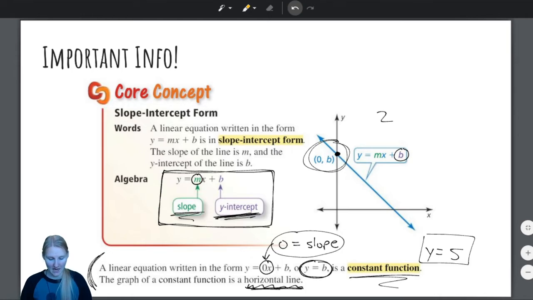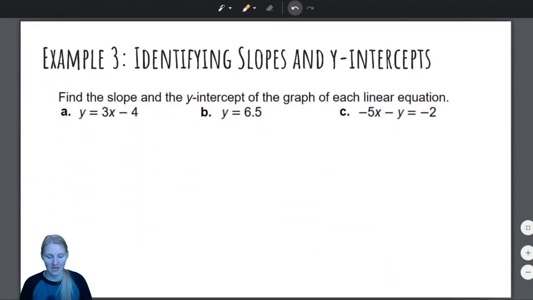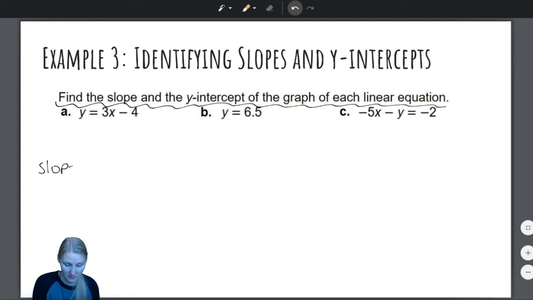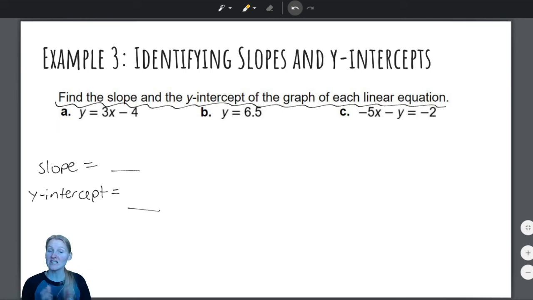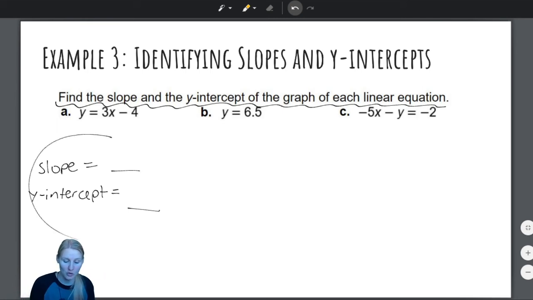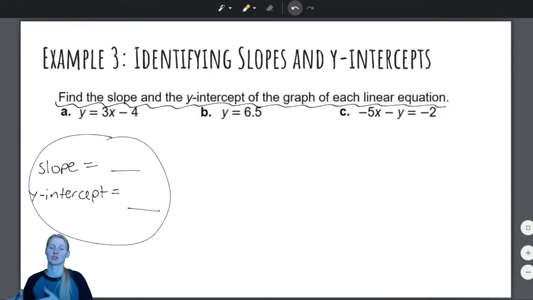Okay, let's go ahead and move on to our first example, identifying slopes and y-intercepts. The problem asks us to find the slope and the y-intercept of the graph of each linear equation. So, in this example, all they want us to do is say, what is the slope? What is the y-intercept? That's all. And the reason we're doing this example is because we're going to use this information in our next example. So it's very important that you understand this example that we're doing right now.